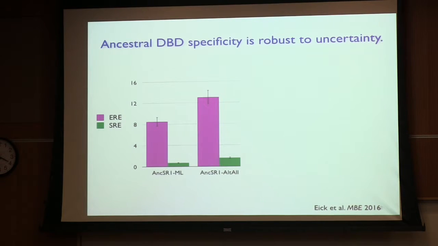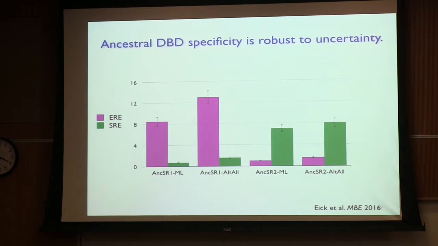So for one protein, that's only a few sites. For this one, I believe it was nine. So this alt-all protein differs from the ML reconstruction at nine amino acids. We can think of this as the far edge of the cloud of plausible ancestral reconstructions, and its function is still ERE specific. SR2's alt-all is also SRE specific. So that reconstruction of a discrete shift from ERE to SRE specificity is robust to uncertainty about the ancestral sequences.